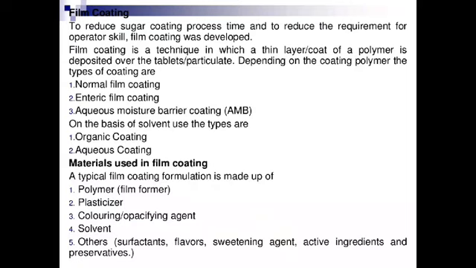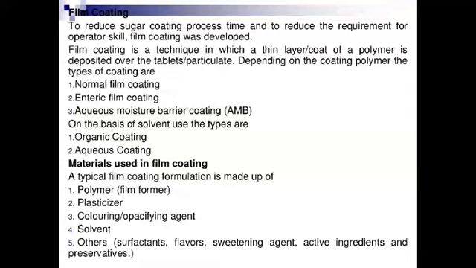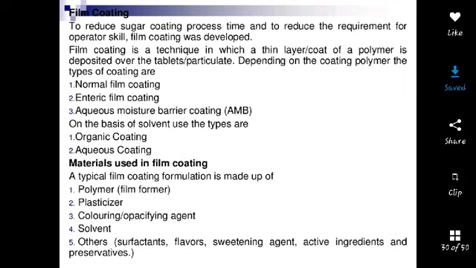Then conventionally most of the tablets are film coated. Film means a particular type of polymer which is applied as a thin layer of coat of polymer deposited over the tablet. Commonly used materials for film coating include polymers, also called film formers. Then you have plasticizers, which give elasticity to the polymer, or else it may be very brittle if the plasticizer amount is less.